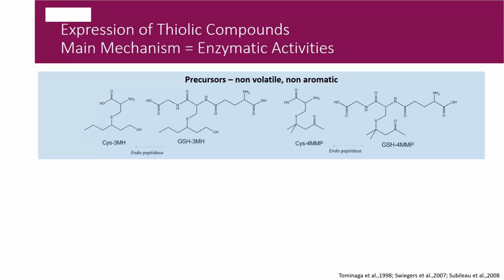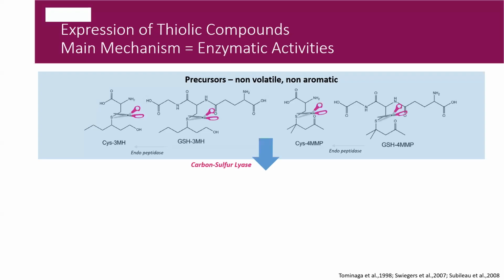So let's delve a little bit more into the reactions. How do the thiol compounds become volatile? Thiol compounds are found usually in the skin of grapes, mainly, and they are non-volatile, so non-odorant. As you see here on the left, we have the 3-MH attached to a cysteine or to a glutathione. Same with the 4-MMP. This is when they are present in the grapes. This is the precursor form.